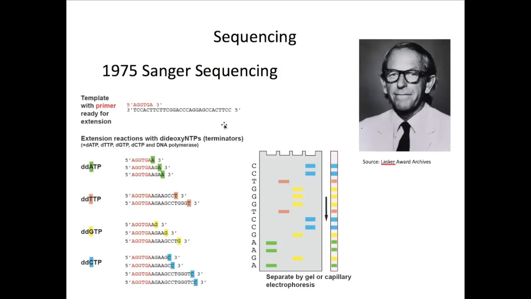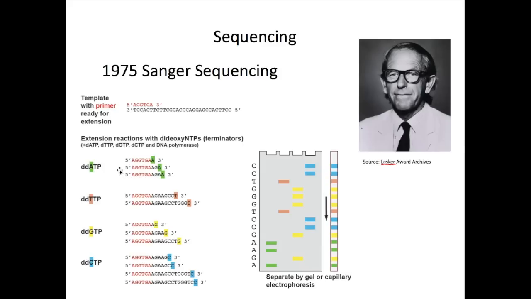So the idea is that you set up 4 different reactions, one with dideoxy ATP, one with dideoxy TTP, one with dideoxy GTP and CTP, and you have these in limiting concentrations, and otherwise there's just a mixture of the regular 4 deoxynucleotide triphosphates.